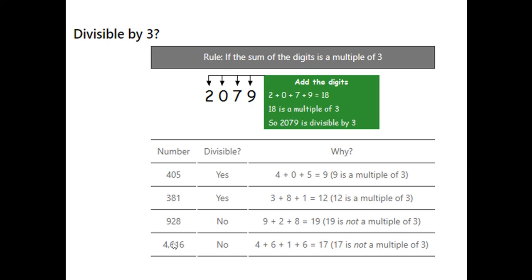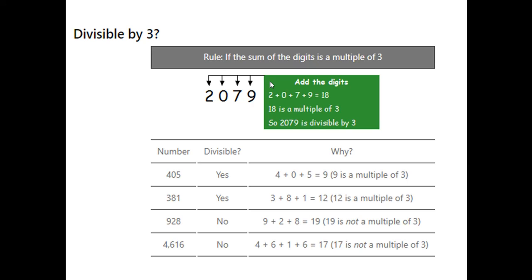You have to take all the digits and add them. If the sum of the digits is a multiple of 3, then the number is divisible by 3. In the first example, 2079, the individual digits you have to add: 2 plus 0 plus 7 plus 9. Together, you get 18.